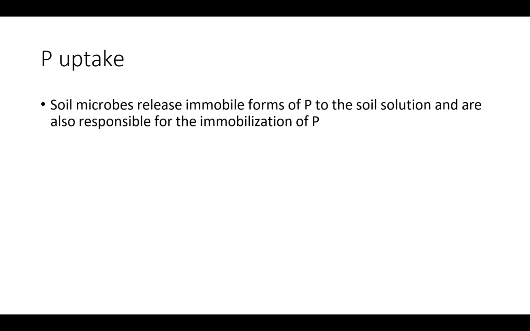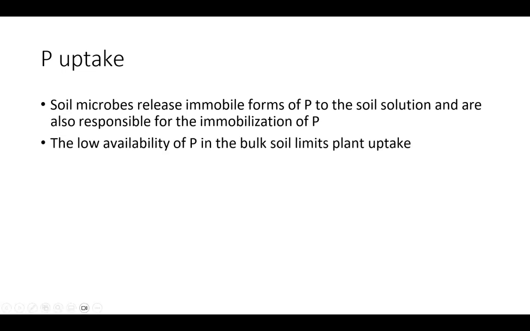Soil microbes can put out different types of chelates, which are acids that will solubilize phosphorus. By the same token, they need phosphorus in order to produce ATP and nucleic acids. They will pick phosphorus up and put it into their organic compounds, which basically immobilizes it.